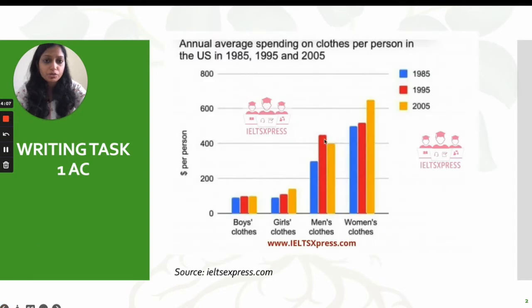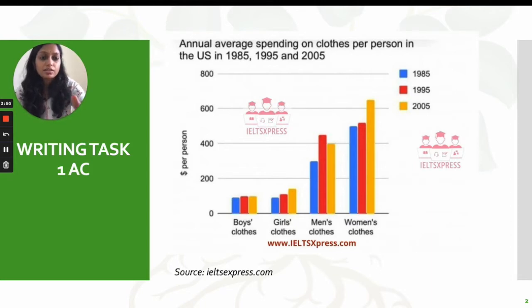Now, what you're supposed to do in your academic task 1 is to make comparisons as much as possible and try to group data and separate them in logical body paragraphs. So let's start with this answer and understand how your overview and your body paragraph split is going to be.